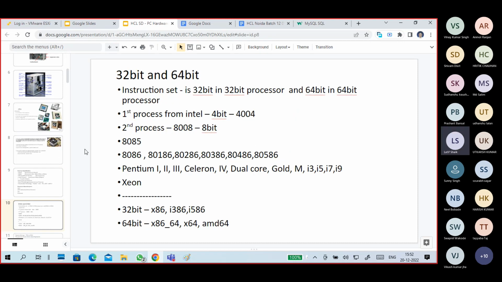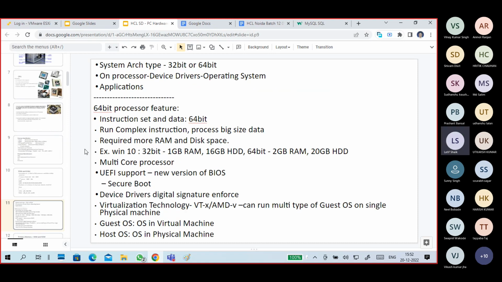Okay, so this is a small thing about 32-bit and 64-bit, guys. Whether it is 32-bit or 64-bit depends upon the bus width, instruction set size, and data size. In a 32-bit processor, the data size or instruction size is 32-bit. In a 64-bit processor, the instruction and data size is 64-bit.